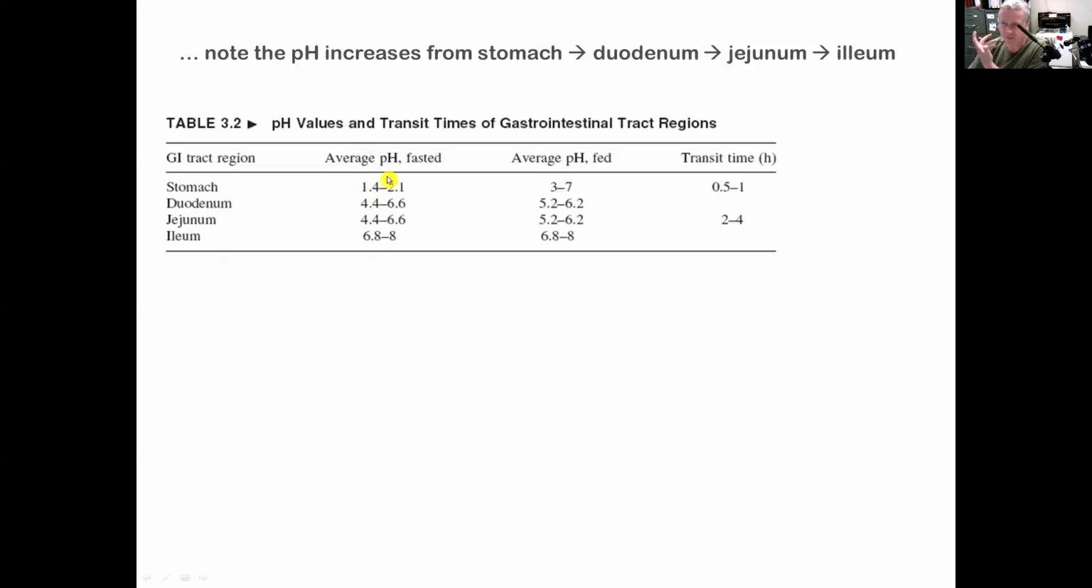This shows some of the pH ranges. In the stomach, it depends on if you're fasted or fed. The pH is more intensely acidic if you're fasted, and then it gets a little more basic in the fed stage. But it does increase continuously through these stages to slightly basic in the ileum, which is the last stage of the small intestine. Of course, the time spent in these different spots increases too.